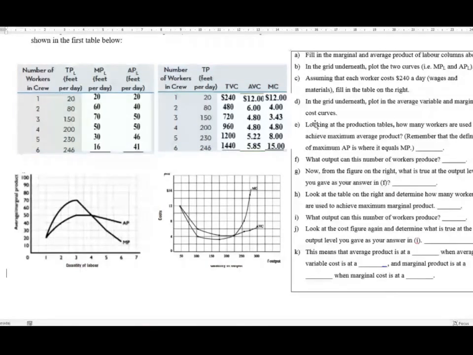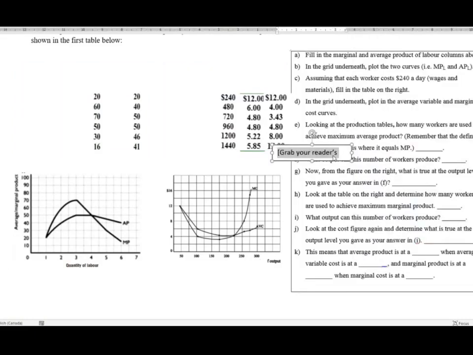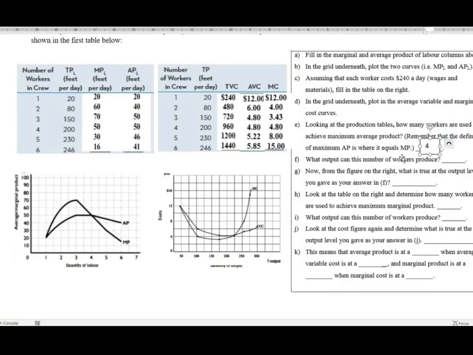Okay, so in E, it says, looking at the production tables, how many workers are used to achieve maximum average product? So remember the maximum average product also coincides with the minimum average variable cost. We're going to go with this one, right? Because this is where the marginal product cuts it. So we know it cuts it at the maximum. So it would actually be equal to 4. Okay. So the answer here would be 4. So that's where average product equals marginal product.